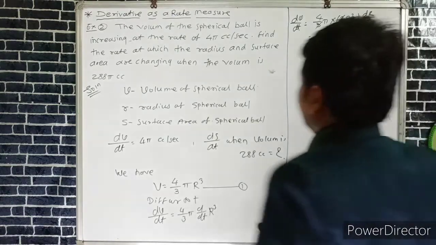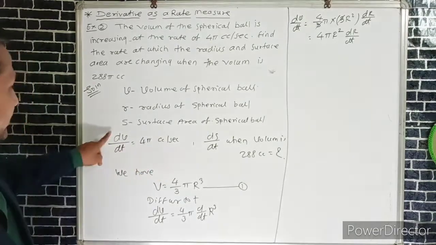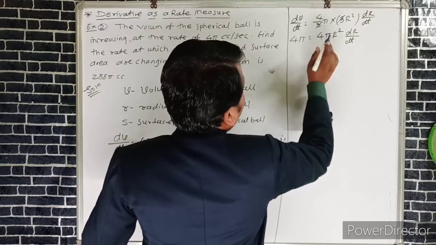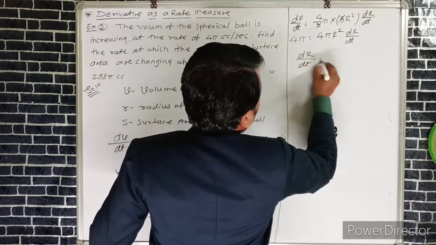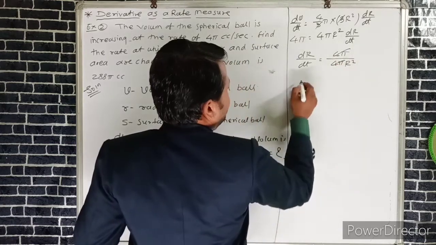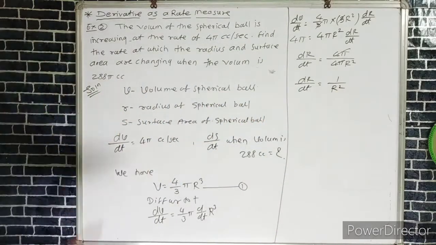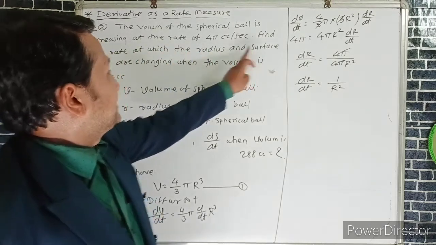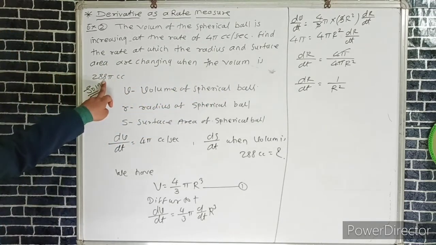We know that the rate of change of volume with respect to t, dV upon dt, is 4 pi, hence we can write 4 pi here again. Here 4 pi cancels. If we take the whole term to the right side, we can write dr upon dt is equal to 4 pi upon 4 pi r square. 4 pi cancels, so dr upon dt is equal to 1 upon r square. But we have to find the radius and the surface area changing when volume is 288 pi.